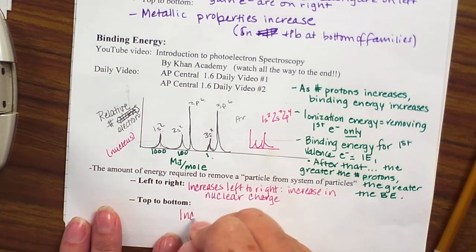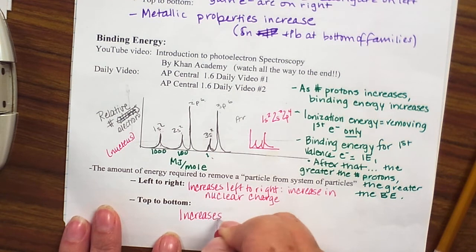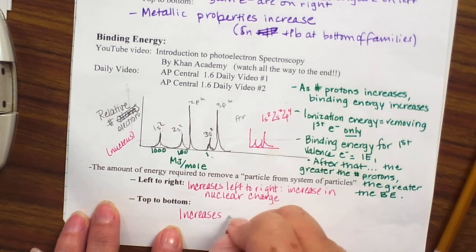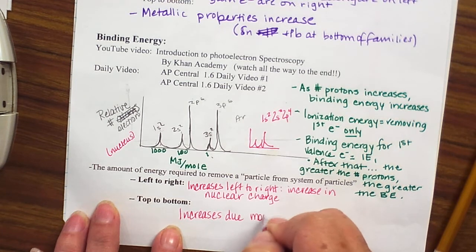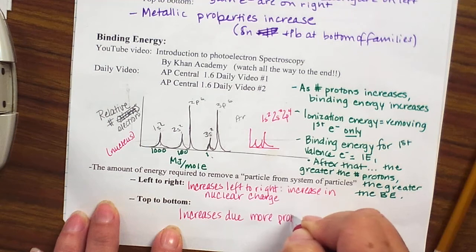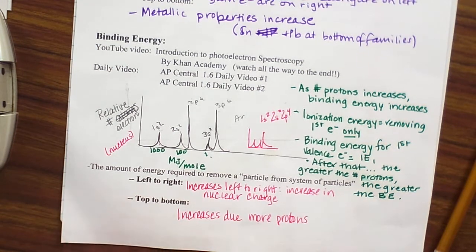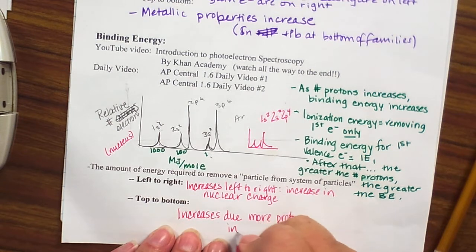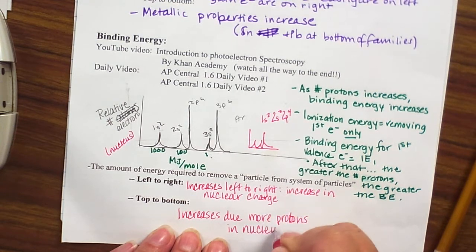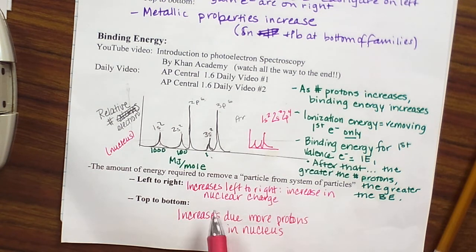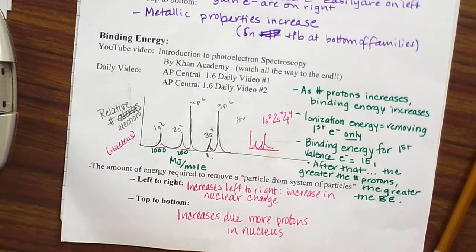But then also going top to bottom, here's the weird part. It increases, not decreases, due to more protons in the nucleus. Because we're not talking about pulling off the outermost. We're talking about pulling off all of them. So that's why it takes more. Okay? Well, when it talks particles, it's talking about any particles, but in this case, we're talking about electrons. Yes.